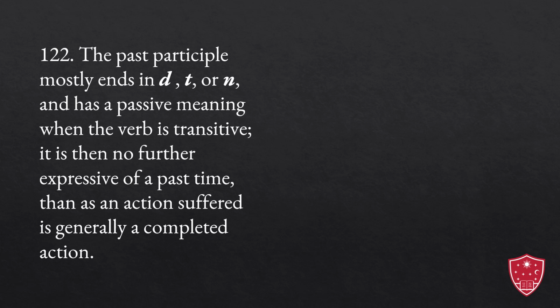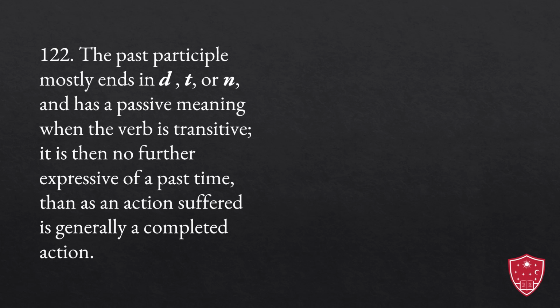Rule number 122 can be quite difficult, so study this article carefully. Let's read Article 122 together. The past participle mostly ends in D or T or N. The past participle mostly, not always, but mostly ends in D, T, or N.